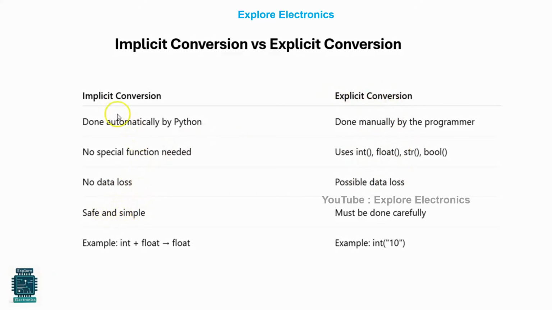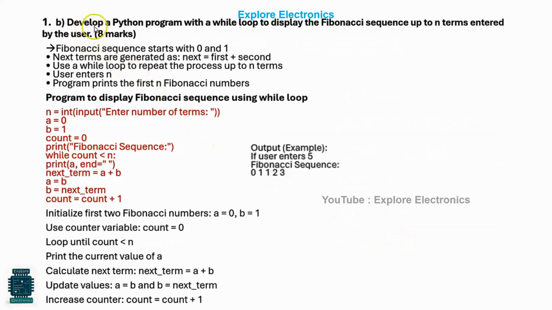Implicit conversion is safe and simple, while explicit conversion must be done very carefully. For example, when I want to convert from integer to float, it is automatically done. In the case of explicit conversion, I have to use the int function. Clear?